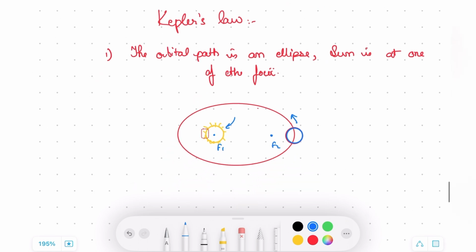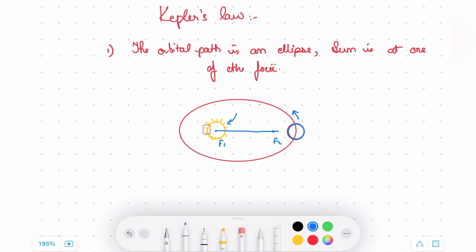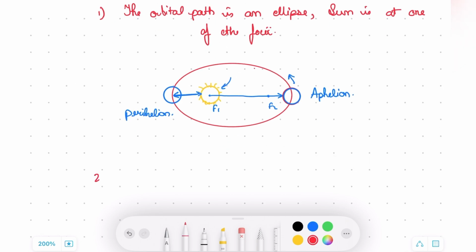Fine. So when the earth is the furthermost away from the sun, it's called the aphelion. Okay, this position is known as the aphelion. And when the earth is the closest to the sun, okay, when it is on this side, closest to the sun, this position is known as the perihelion. So it's known as the perihelion when it's closest to the sun, and aphelion when it is furthermost away from the sun.